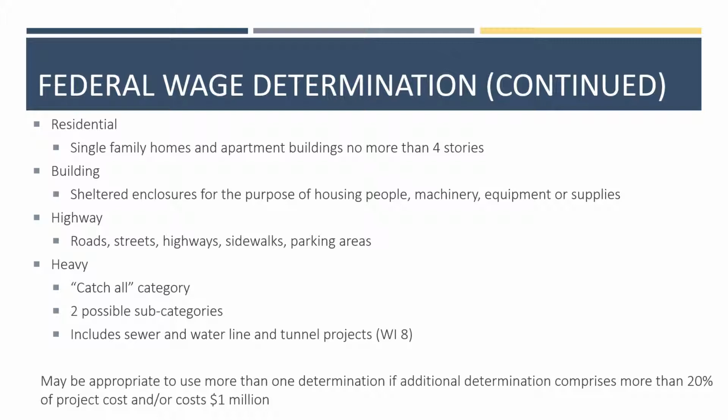There are 4 construction types, or categories of construction work, known as wage determinations, under which all wage decisions are organized. These 4 wage determinations are residential, building, highway, and heavy. Residential is defined as single-family homes and apartment buildings of no more than 4 stories. This determination relates to housing projects.